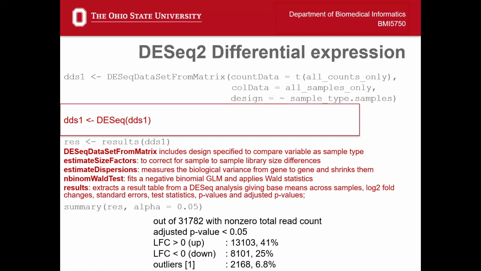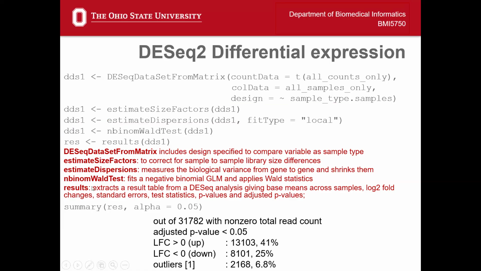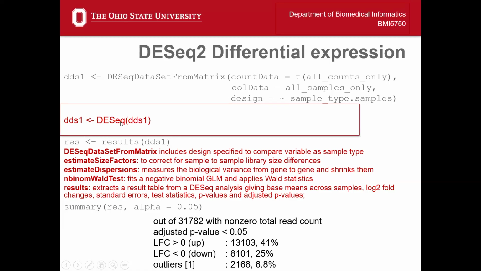If you want to simplify your code, you can replace these 3 lines of code with just this DESeq function, and it will go through, normalize your counts, shrink your dispersions, and do your statistical tests all in one go.